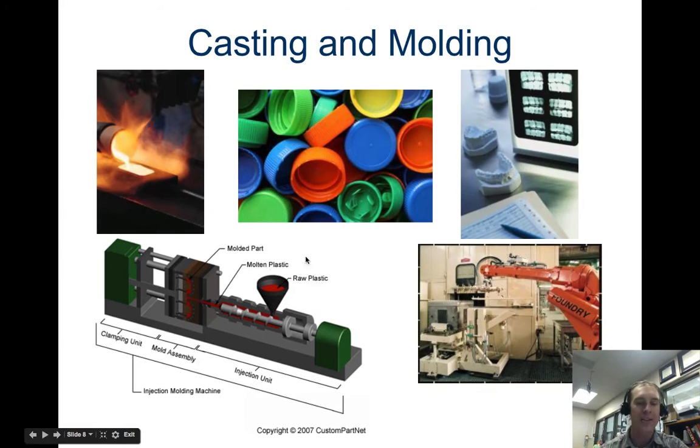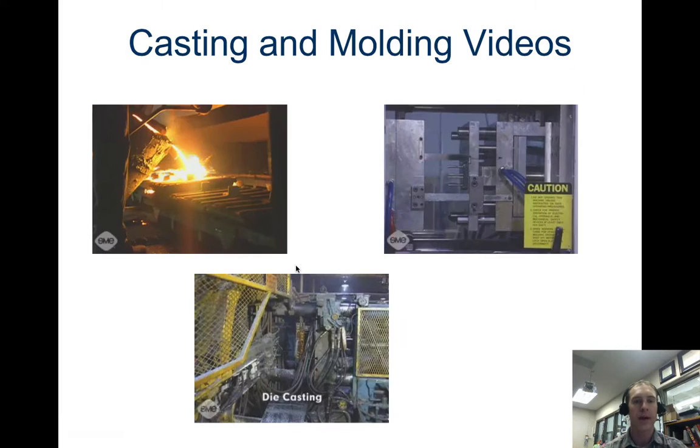So casting and molding are two different things that are used for plastics. Molding is just shaping the raw plastic, whereas casting is melting it and then pouring it into something. So those are two big differences between casting and molding. And right now I want you to watch these three. They're going to be following.